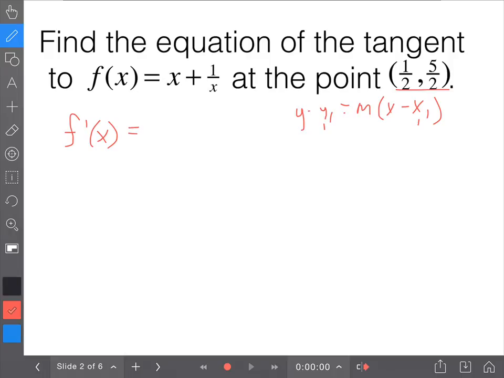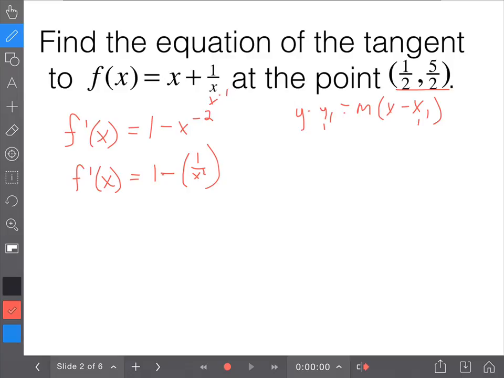Okay, so we got x. We take the derivative of the x. Derivative of x is 1. Now, it'll be easier to take the derivative of 1 over x if you change it to an x to the negative first power. So we take the negative 1 and put it in front. Now, if we put it in front, then that means this will be a negative. So it'll be minus x to the negative 1 minus 1, which is negative 2. Okay, and then I'll go ahead and just rewrite this as f prime of x equals 1 minus 1 over x squared. Or you can leave it.